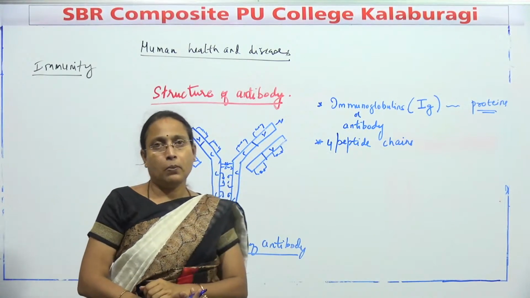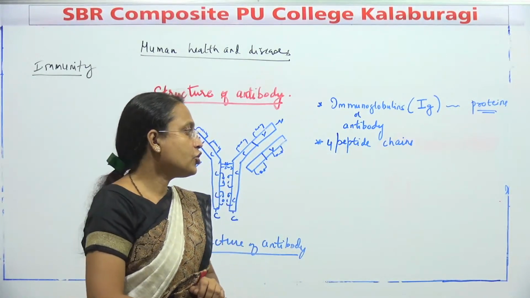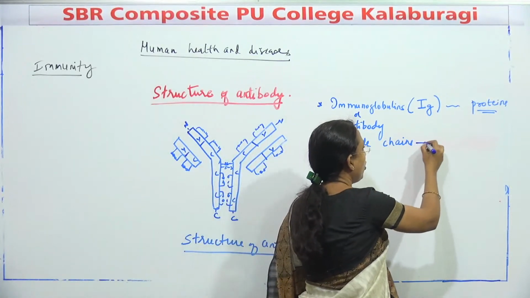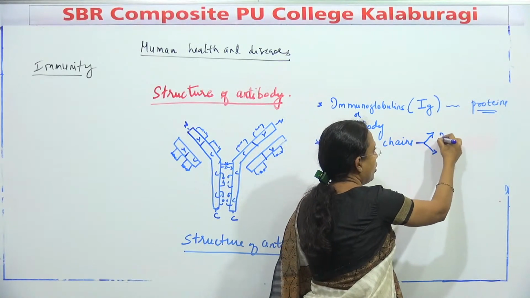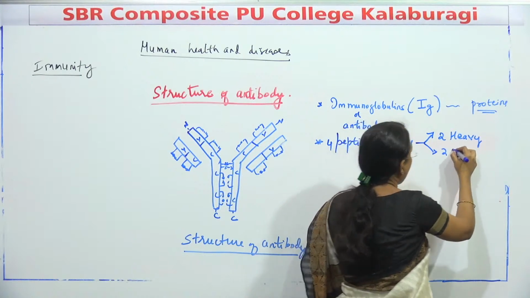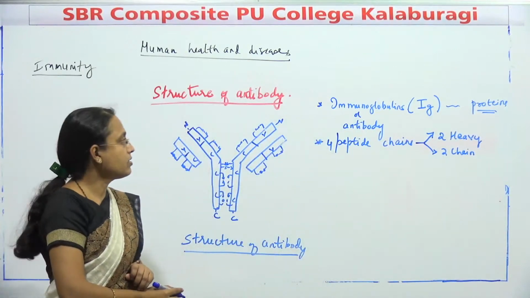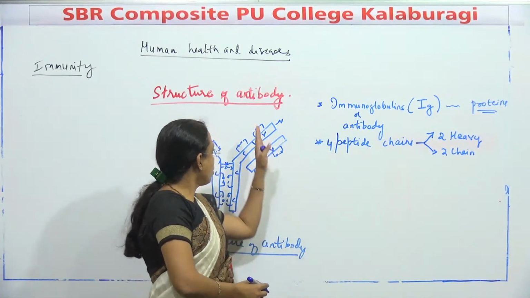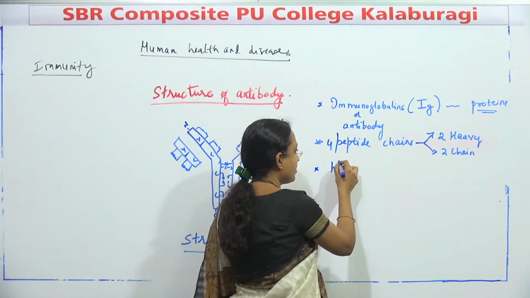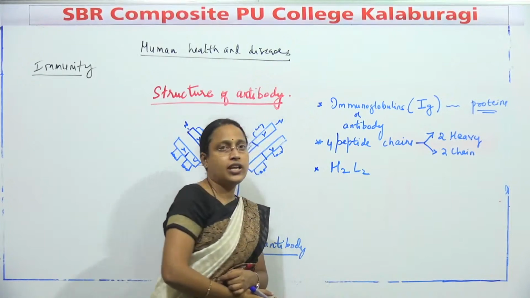Therefore, they have a name. The one which is long is called the heavy chain, and the one which is short is called the light chain. So it has 4 polypeptide chains, 2 heavy chains and 2 light chains. Because of this, it can be written or identified as H2L2, 2 heavy chains and 2 light chains.